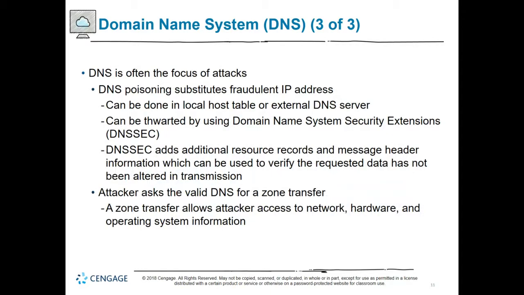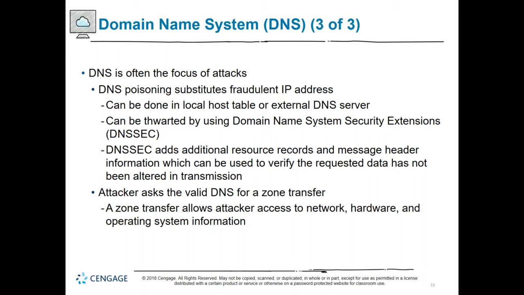So we got DNS. Like I was just saying, it's often the focus of the attacks. DNS poisoning substitutes a fraudulent IP address. This is something that can be done either in the local host table or the external DNS server. What it does is take the IP addresses and send the wrong IP address. It sends the wrong information back, changes the resolution, the name.